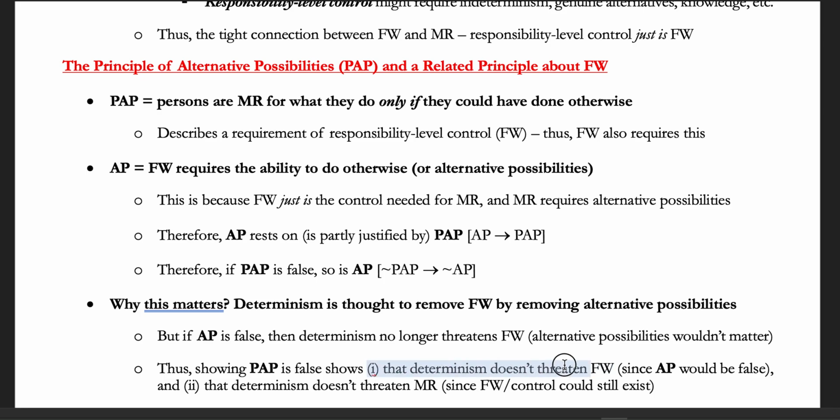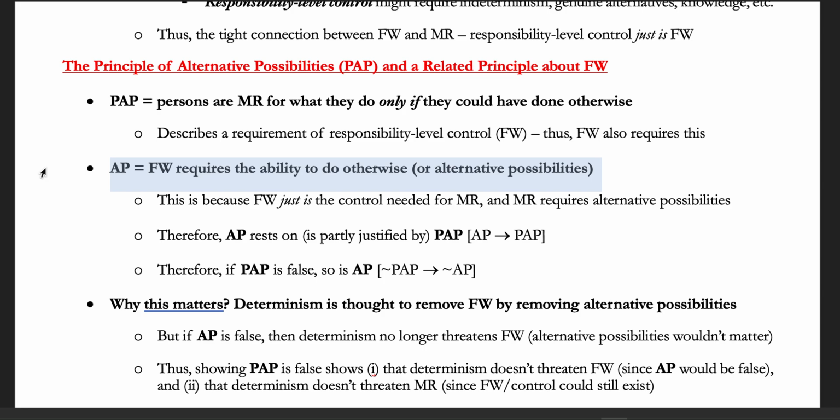So that's one reason why people argue against PAP. People think free will requires alternative possibilities, but that's only because they think moral responsibility requires alternative possibilities. Therefore, if we show that responsibility does not require alternative possibilities, that shows free will doesn't either, and then we don't have to care about determinism. But it would also show that determinism doesn't threaten moral responsibility. Why? Because free will is just the control that is required for moral responsibility, and free will would be able to exist if AP is false.